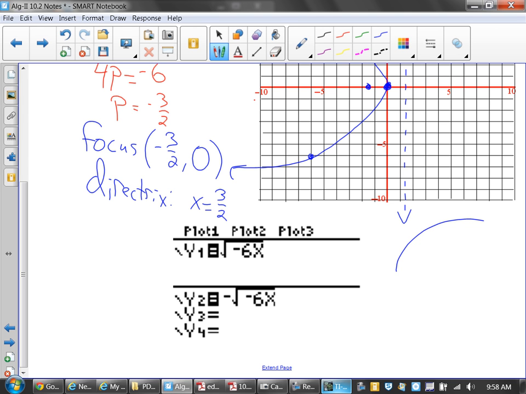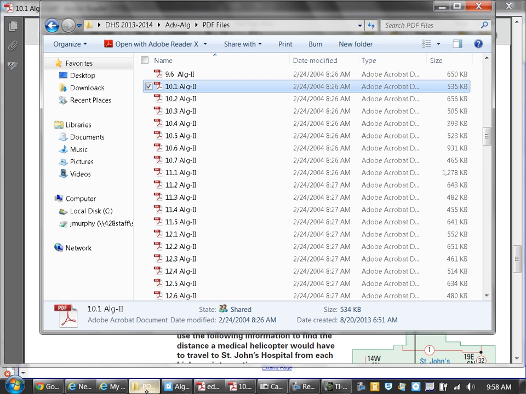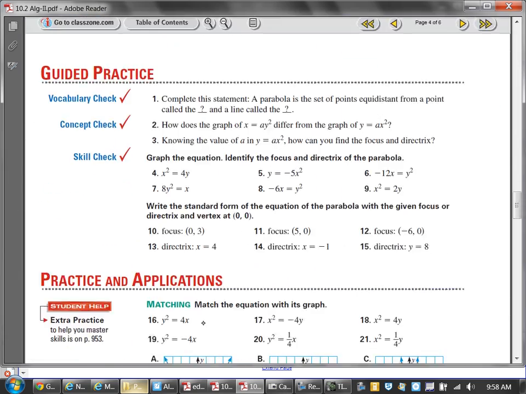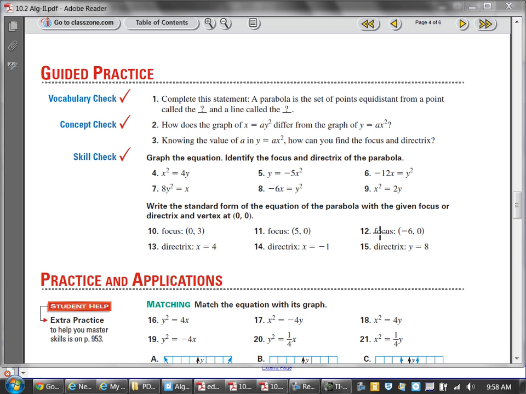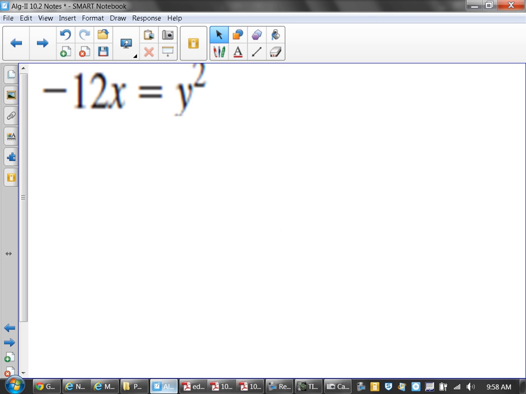All right. Let's look at another one. Same idea. Negative 12x is y squared. So is this going to be opening left or opening right? It's going to open left because it's a y squared.